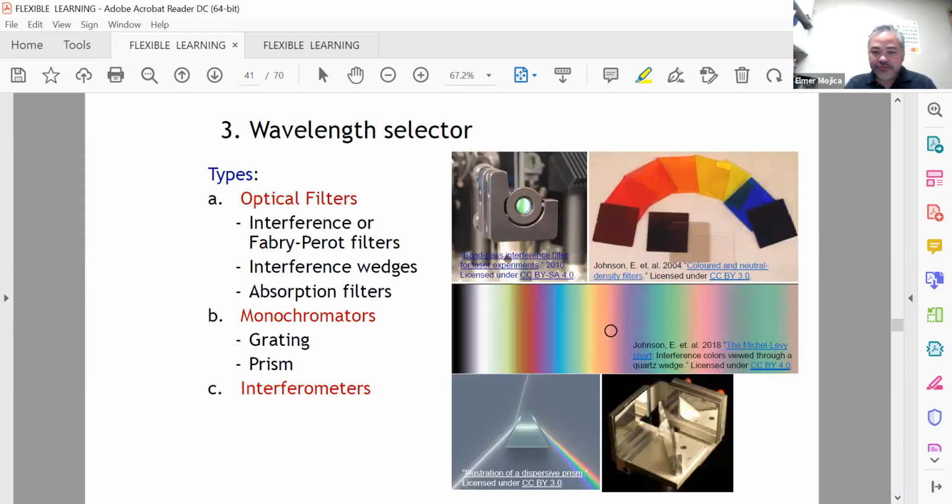Now, if you're going to look at some of the wavelength detector, it can be of several types. You can have optical filters. Okay, so this is just an interference of the Fabry-Perot filters. You can also have interference wedges here, okay, and absorption filters. We're going to discuss this as we go on. Now, we can also have the type of monochromators. So this is in the form of grating and prism, okay, or you can have what we call an interferometer.